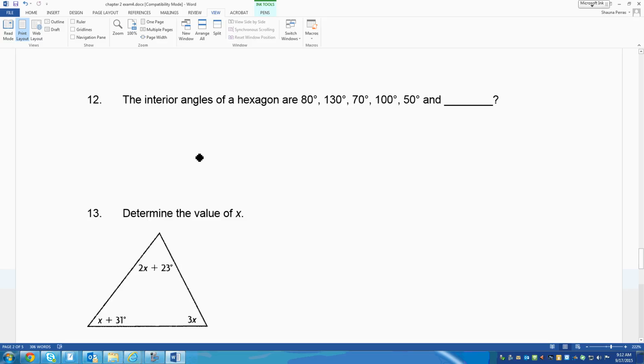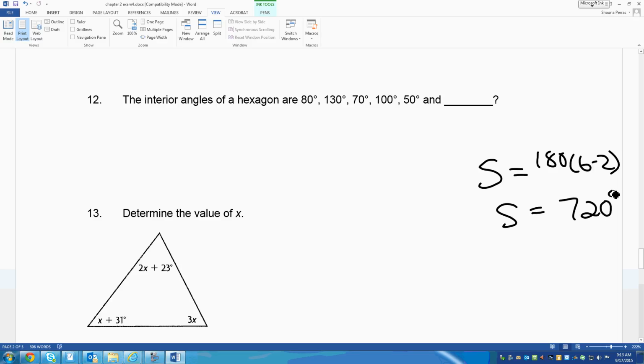Question 12, you had to know what the sum of a hexagon was, and then you could subtract off all the other angles. So you should end up with 290. How did I come up with that? Well, a hexagon, that's a 6-sided figure, right? So it's 180 times 6 minus 2, so 180 times 4. So it should add up to 720 degrees. And then you did 720 minus 80 minus 130 minus 70 minus 100 minus 50, and you're left with like 290 or something like that.